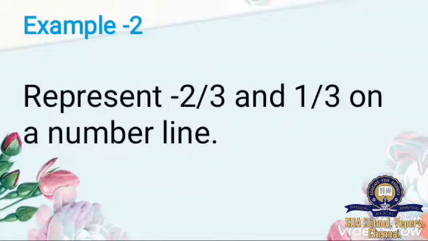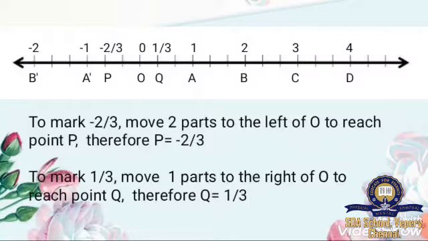Okay, let's see another example. To represent minus 2 by 3 and 1 by 3 on a number line. To mark minus 2 by 3, move 2 steps to the left of O to reach P. Therefore, P is equal to minus 2 by 3. To mark 1 by 3, move 1 step to the right of O to reach Q. Therefore, Q is equal to 1 by 3. Like I showed in this picture.